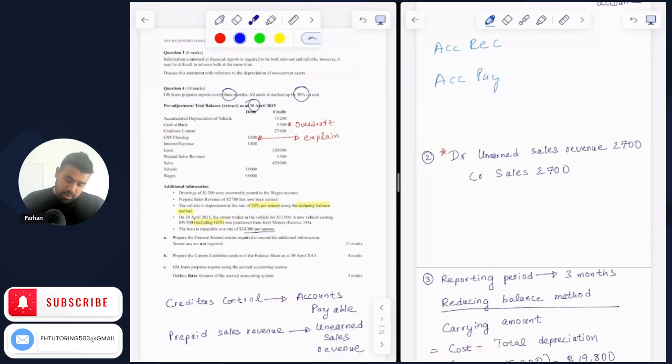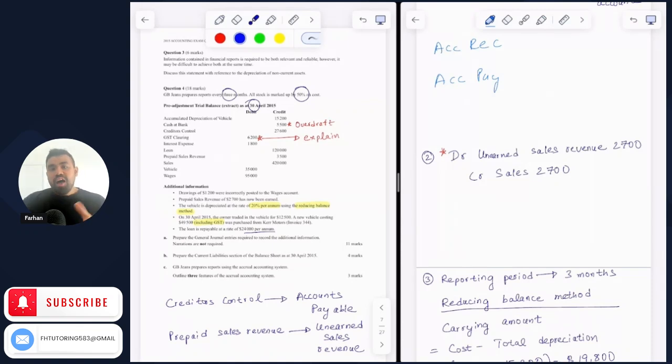All right, so let's read the second additional information. Prepaid sales revenue, which is also known as unearned sales revenue, of $2,700 has now been earned. All right, so what is unearned sales revenue? Unearned sales revenue refers to a current liability. This means that we have collected the cash in advance from our customer, but we are yet to deliver our product or the service to our customers. Therefore, from our perspective as a business, we haven't actually earned this revenue, right? We have only got the cash in advance from the customer, and we are yet to fulfill our promises with the product or the service that we're offering.